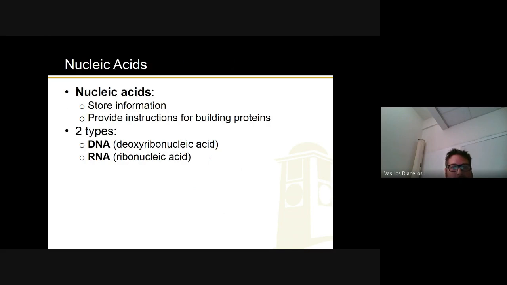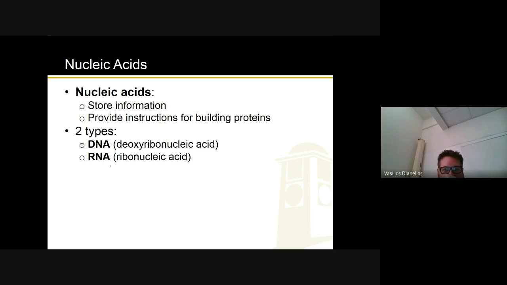But anyway, nucleic acids, what do they do? They store information and they provide instructions for building proteins. You do not need to know that for this exam, because we're going to talk about that a lot later in the semester. You do need to know that there's two types of nucleic acids. There's DNA and there's RNA. We're going to talk about those both in depth a little bit later in the semester.